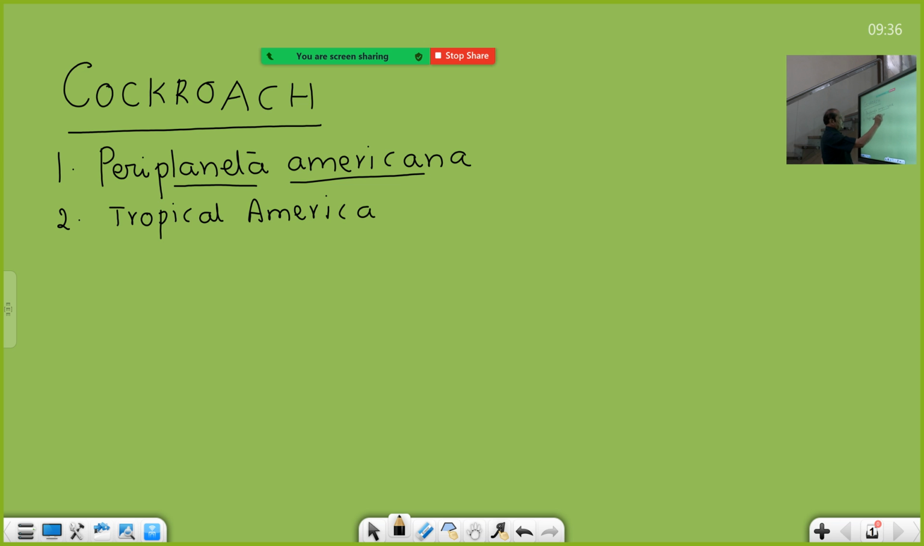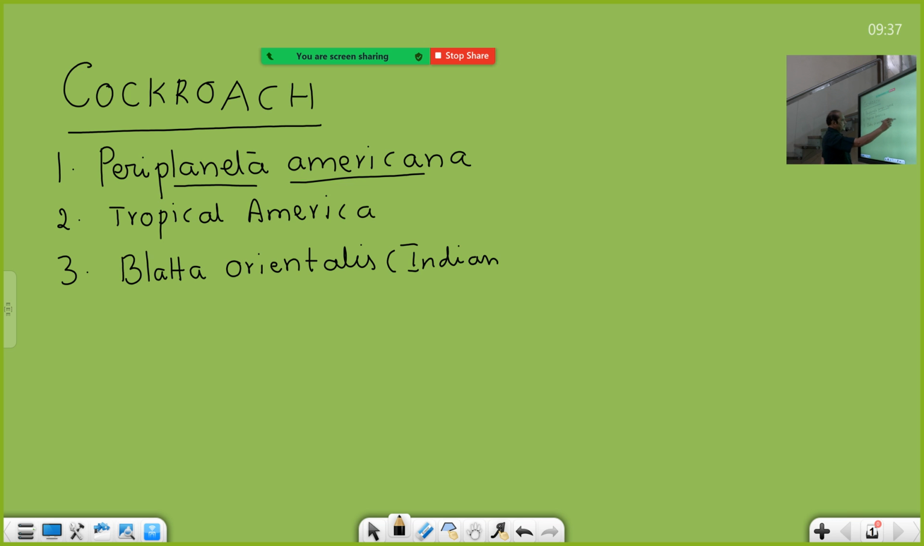Tropical America is the place of origin, and through ships, while unloading and loading in any port or harbor, the ships carry heavy loads of wheat, rice, sugar from country to country. At that time these were introduced into our India. Actually it's not an Indian cockroach. The familiar Indian cockroach is Blatta orientalis, of course not given in the NCERT book. Blatta orientalis is the original Indian cockroach.